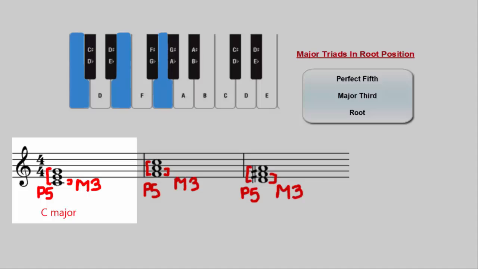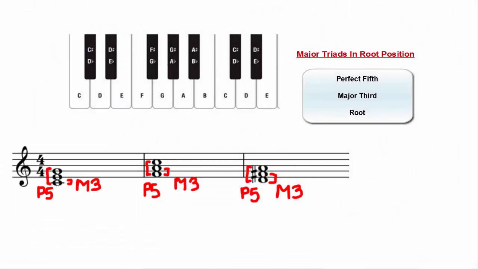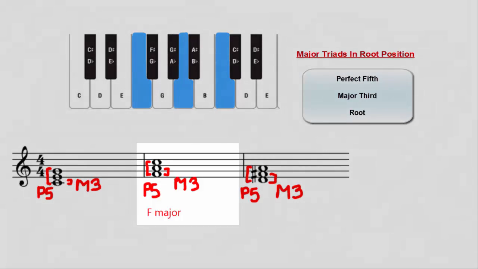Going up a major third from a C, we have an E. Going up a perfect fifth from the root, we get a G. Together, the three notes form a C major triad. Our next example will be an F major triad. The root of an F major triad is an F.